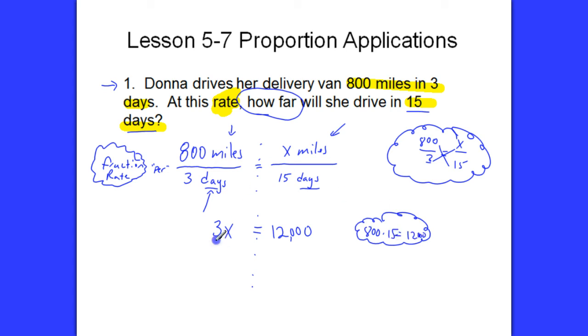All right, and then we're going to solve this by dividing by 3, just like we learned in class. So that leaves us with 1x, which represents the number of miles, and 12,000 divided by 3 equals 4,000 miles in 15 days.